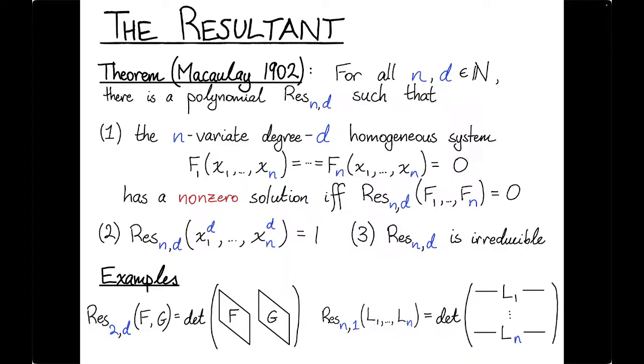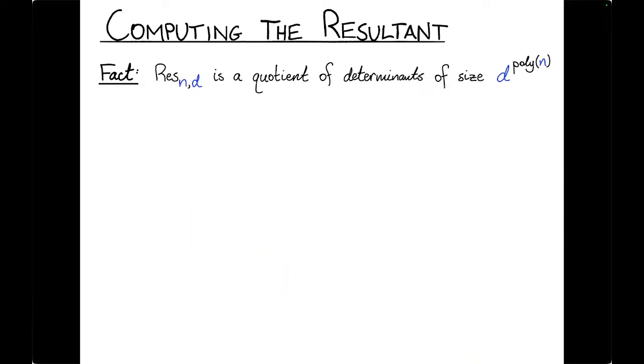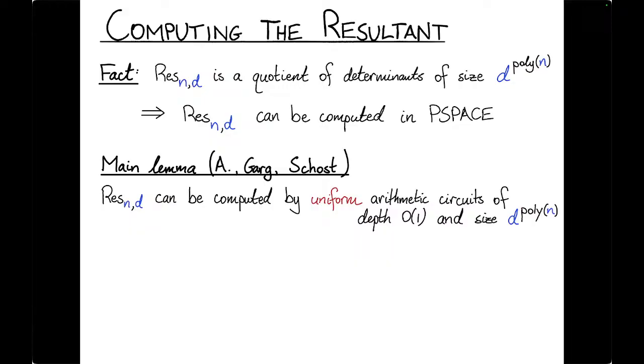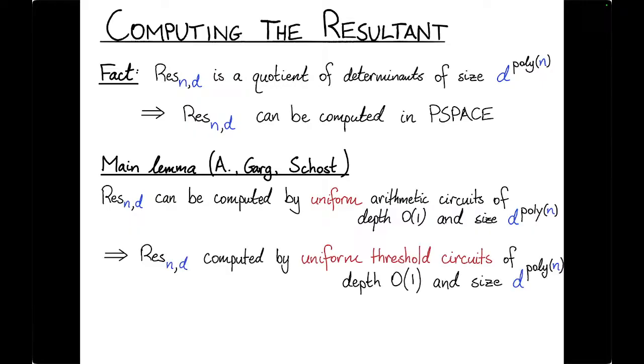So we need to compute this. How can we compute it? I'll just tell you that you can express the resultant as a quotient of two exponentially large determinants. This means you can compute it in PSPACE. The main lemma that we show in our work is that you can in fact compute this resultant using uniform arithmetic circuits of constant depth and exponential size. Taking these arithmetic circuits, you can simulate them by threshold circuits of constant depth and comparable size. And this is exactly the sort of thing that the counting hierarchy lets you evaluate.